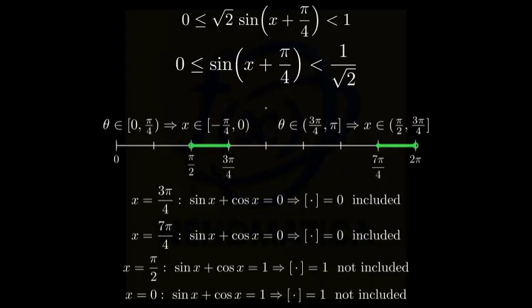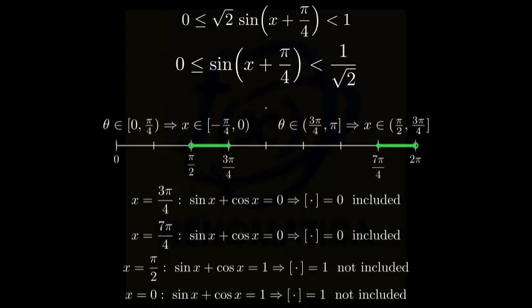Let us check the boundaries to confirm inclusion and exclusion. At x equals 3 pi over 4, sine plus cosine equals 0, so floor is 0, included. At x equals 7 pi over 4, sine plus cosine equals 0, included. At x equals pi over 2, sine plus cosine equals 1, not included. At x equals 0, sine plus cosine equals 1, not included.